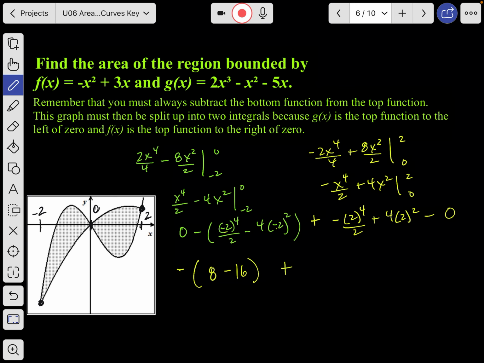All right, in the second one, let's see, I've got 2 to the 4th is 16. That's going to be -16 over 2, which is -8. And then 2 to the 4th, so this is going to be 16. And minus 0 will go away. All right, so this is going to be -8 plus 8. So this is going to be 8 plus 8. Final answer, 16.